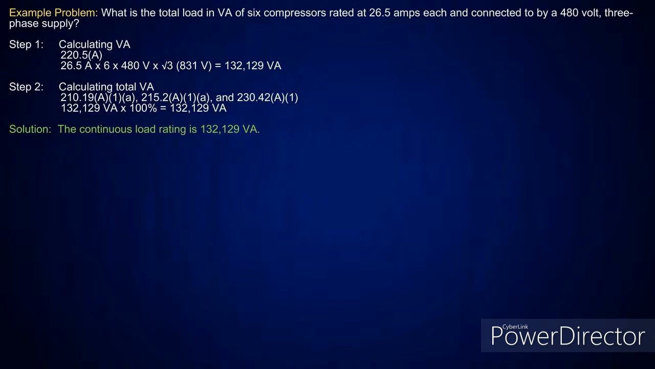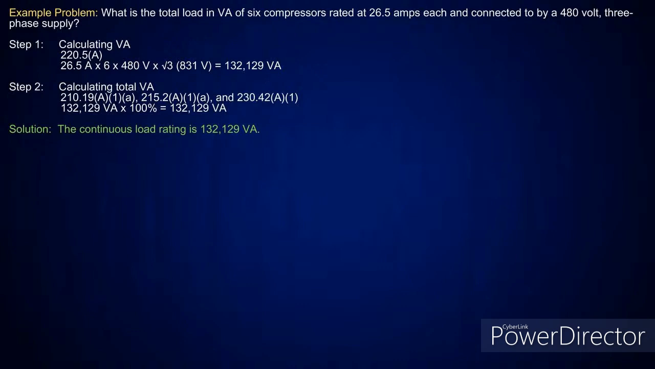All right. Right there, we've done 3 loads. We went through a lot of lighting loads. We went through receptacle loads. Then we went through special appliance loads. Now you're looking at your compressor loads.